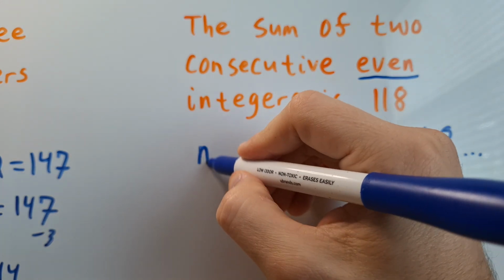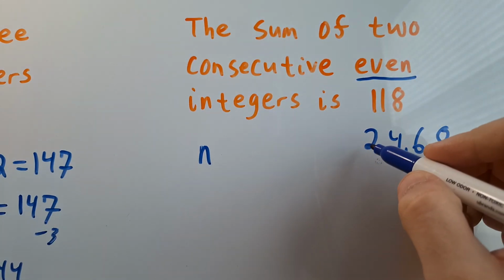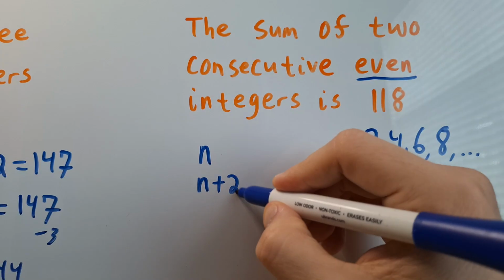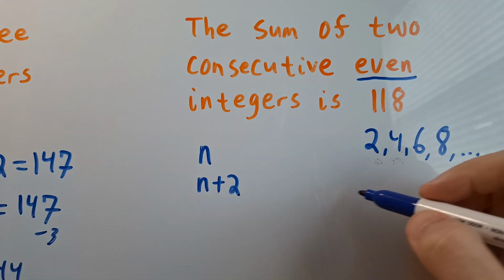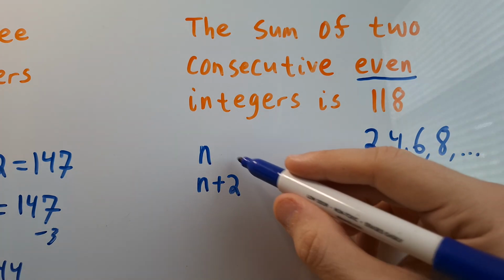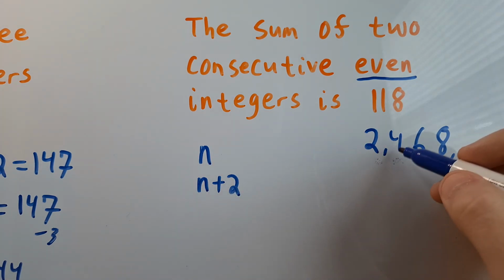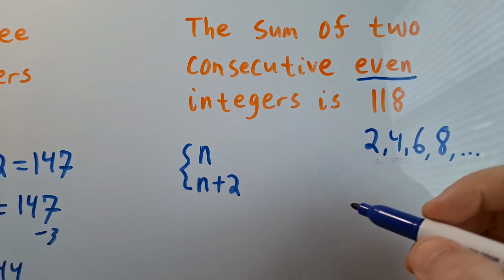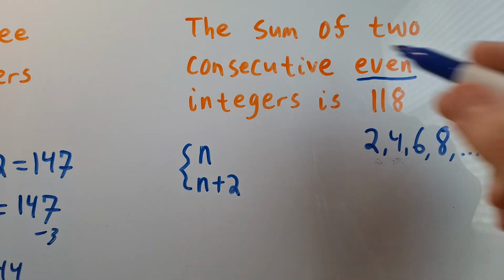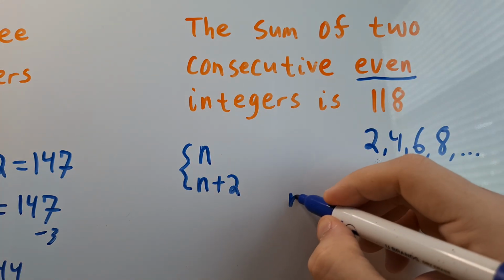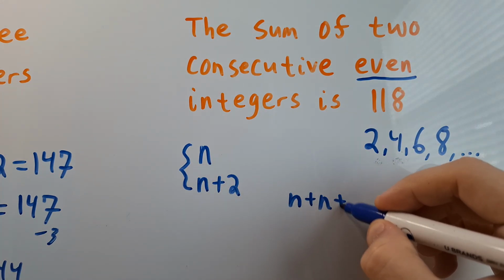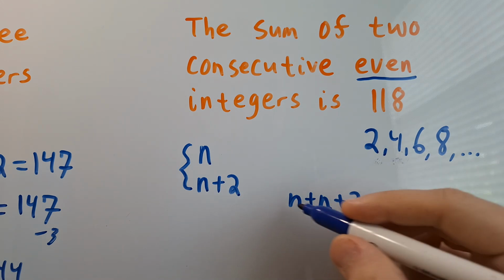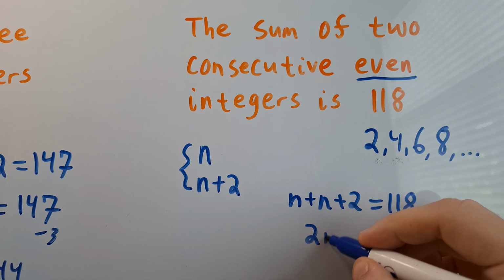So if I set my first variable as n, the next consecutive even integer will be n plus 2. Not n plus 1, because that would be a consecutive integer. This is 2 larger because we're dealing with even integers. And again, this setup also works for odd integers. So let's set this problem up. Their sum is 118. Combine like terms.